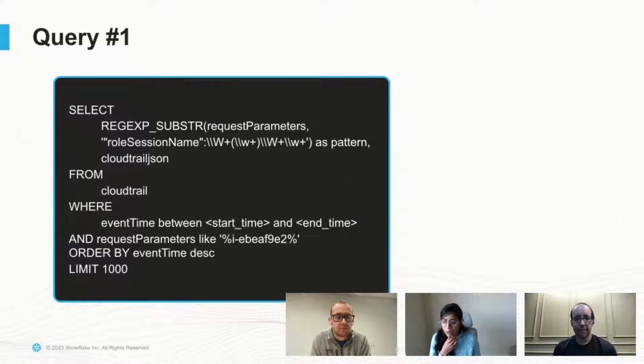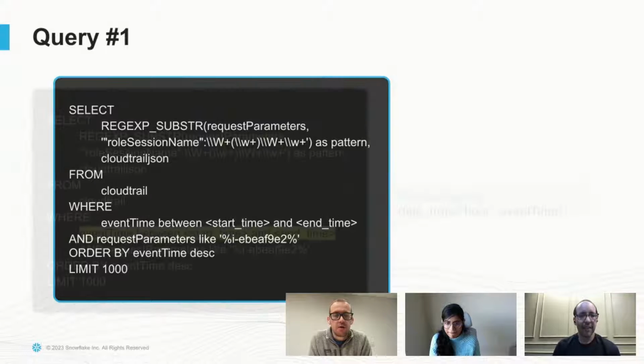And this is how the query would look in Snowflake, where you would have a filter for the range of time that you would want to do the search in, and do a substring kind of search where you're searching for the specific instance ID in your request parameters column. So Tim, maybe you could walk through how we can optimize this via clustering.